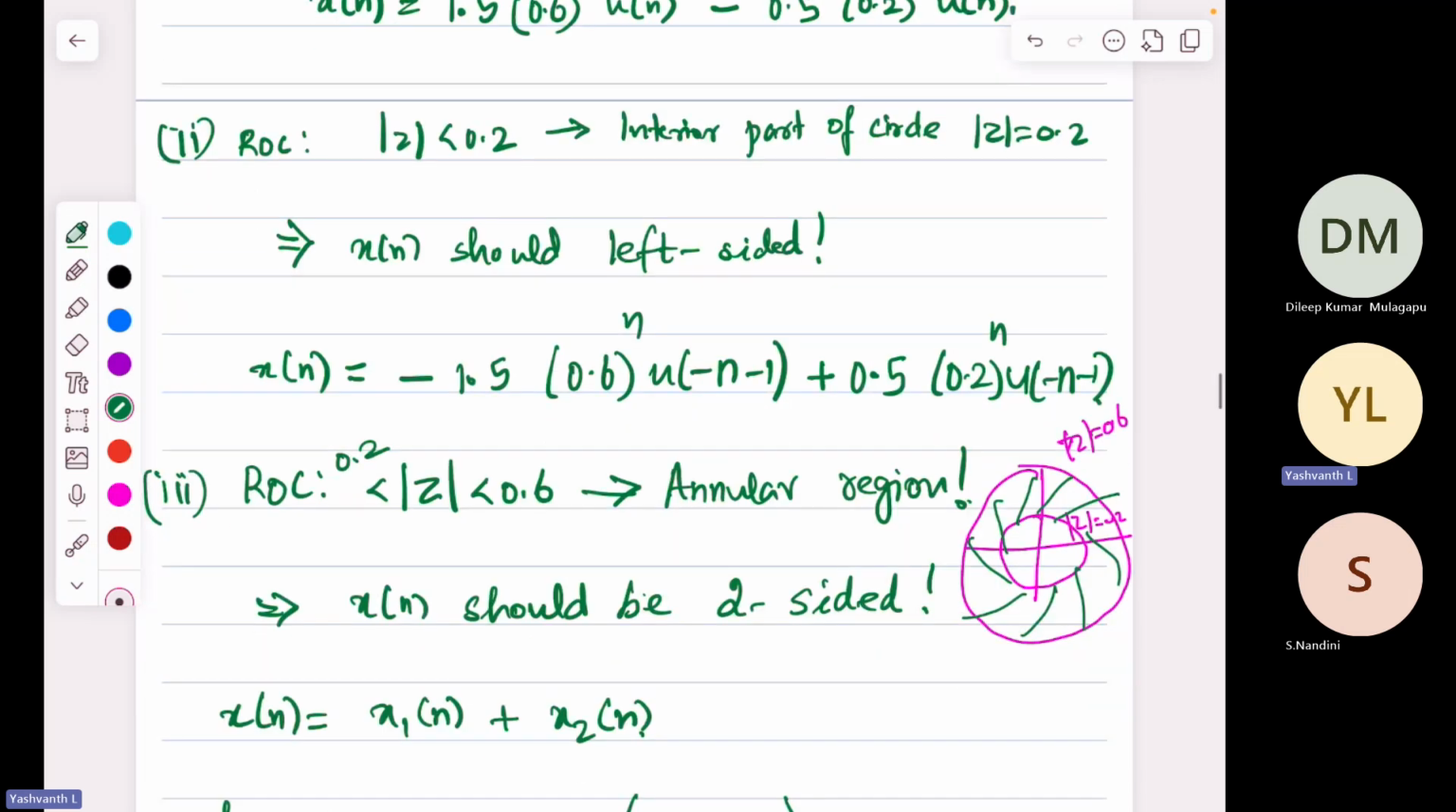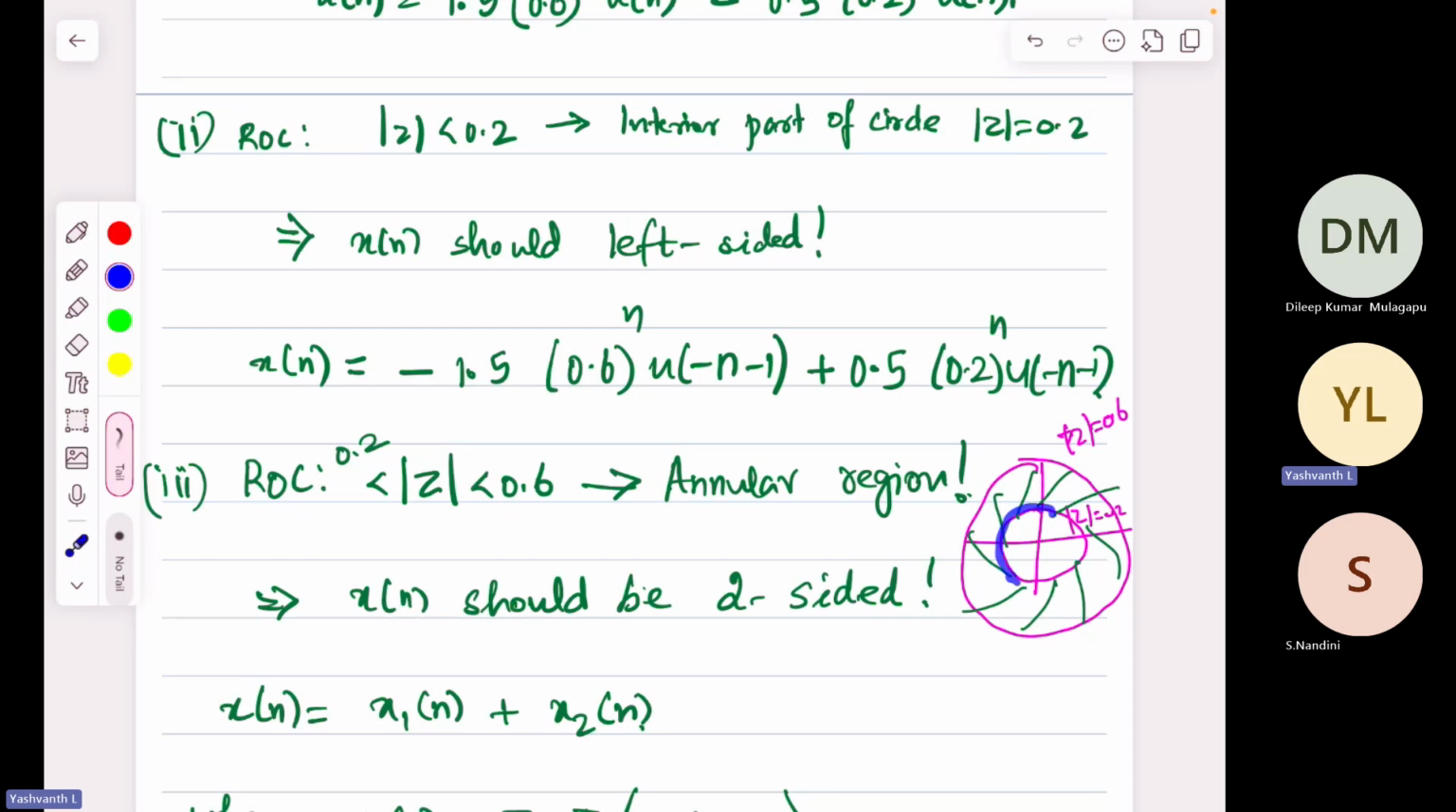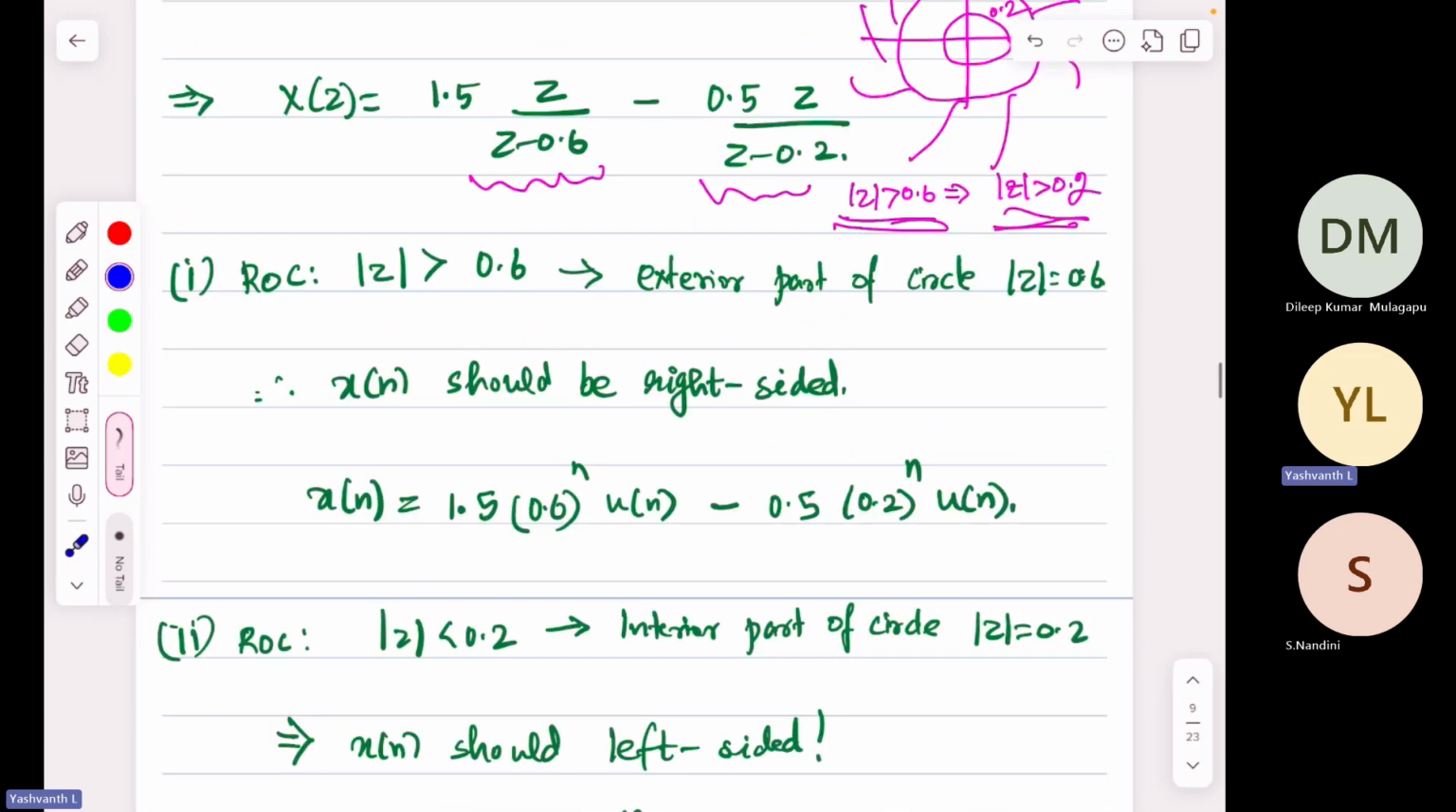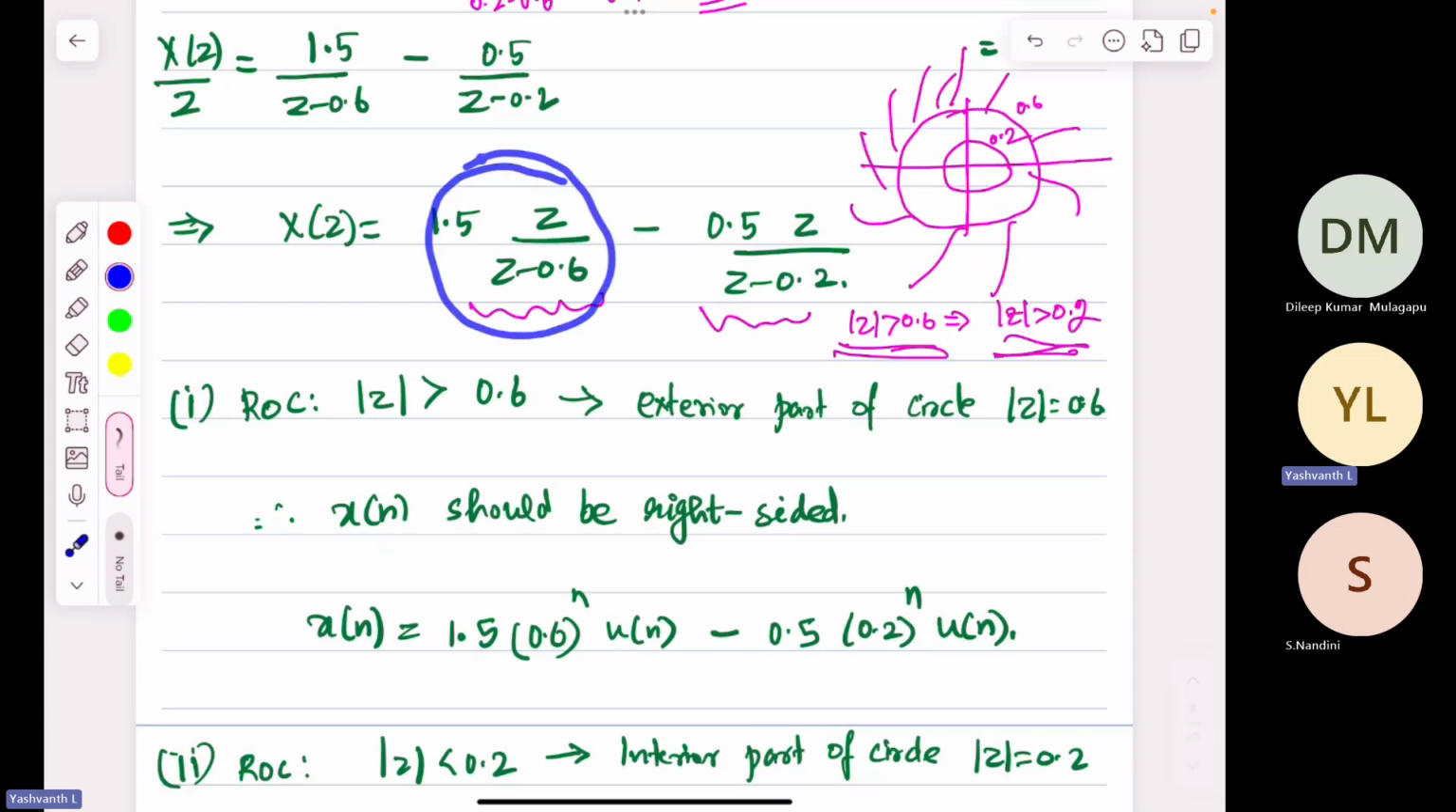Now, as far as z equal to 0.2 is concerned, the ROC is the exterior part of the circle. But as far as z equal to 0.6 is concerned, the ROC is the interior towards mod z equal to 0.6. Right? Therefore, you have both interior and exterior coming in the same problem. So that means for the first signal, the ROC is interior of the circle, and for the second signal, the ROC is exterior to the circle.